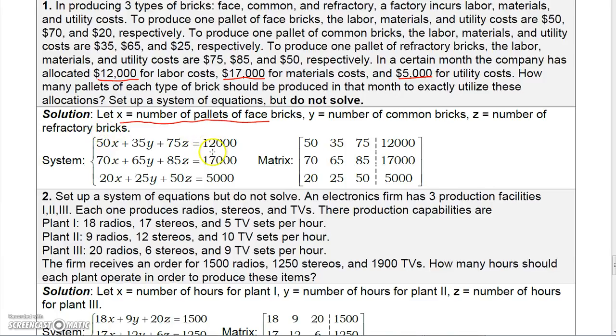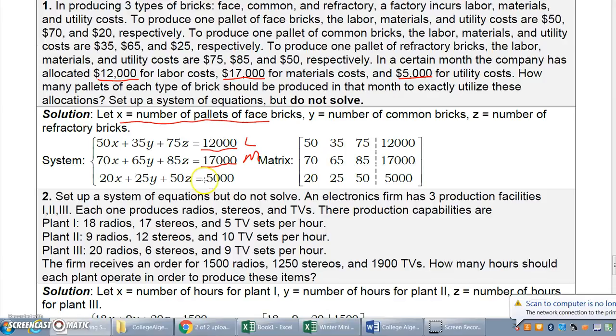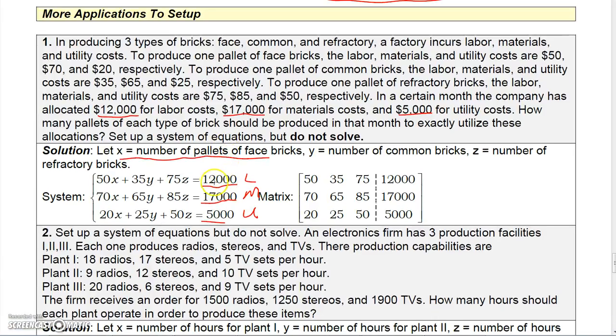Now, you want to have 12,000 total in labor costs, 17,000 in materials, and then 5,000 in utilities. So let's look at where those costs are going to come from. Well, if you go up here, you have to kind of search around a little bit. For labor, you have $50 per pallet of face bricks. And then you have $35 per pallet for common bricks and $75 per pallet for refractory bricks. So your total labor costs are going to be 50x plus 35y plus 75z.